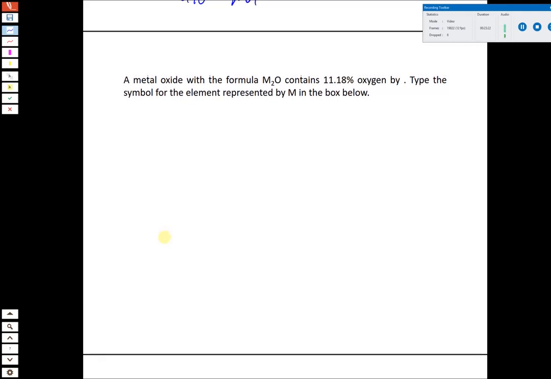Alright, so this question here, we have a metal oxide with a formula M2O that contains 11.18% oxygen. That should be by mass, so that's how the question was worded. Type the symbol for the element represented by M.